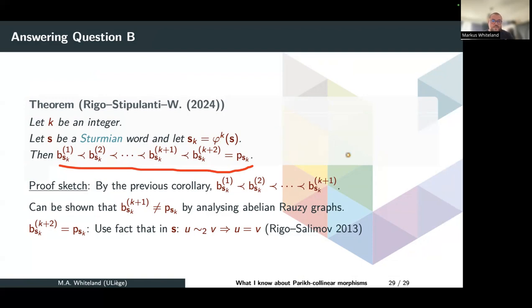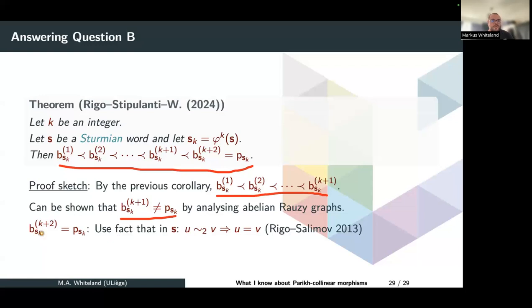And as a proof sketch, as I mentioned, we will always have this chain. So the question is, can we first show that this is not the factor complexity function at k plus 1, but then at k plus 2, we get the factor complexity? For the first one, we can again start analyzing abelian-Rossi graphs, and we essentially determine the abelian-Rossi graphs of Sturmian words, and we show that this is not equal to the factor complexity function.